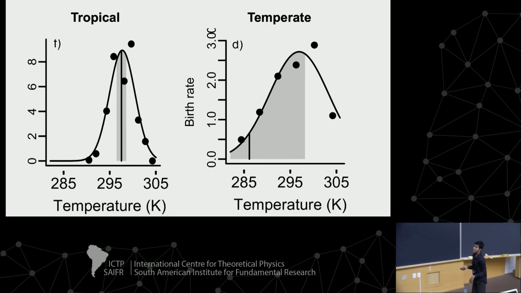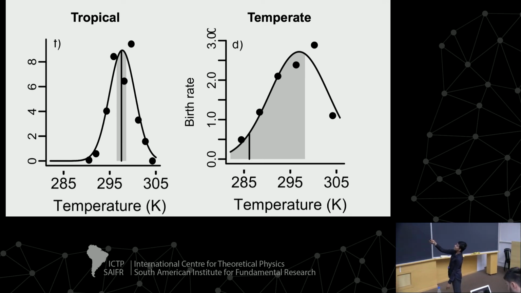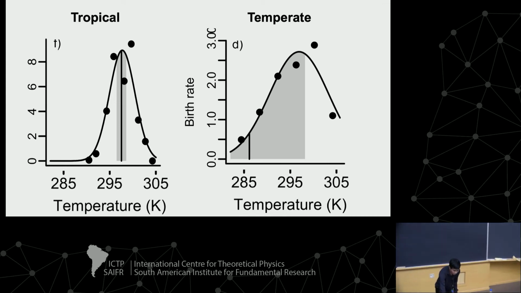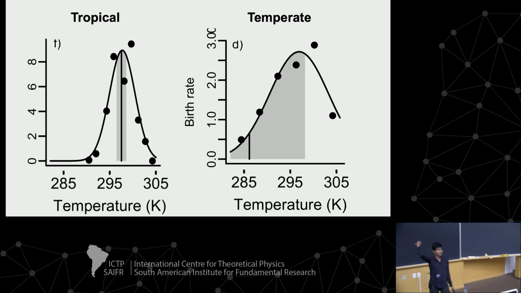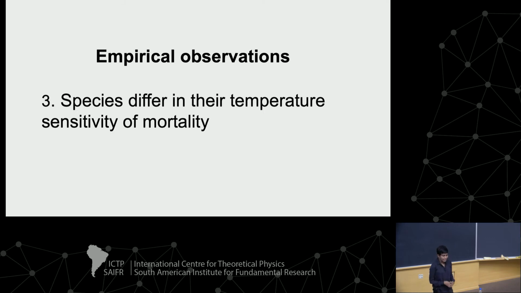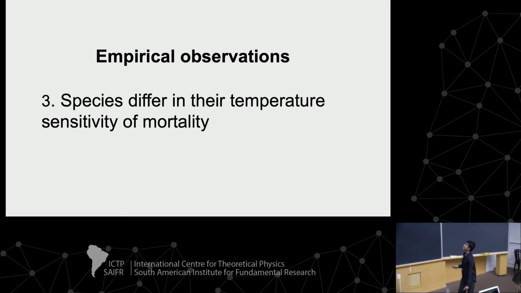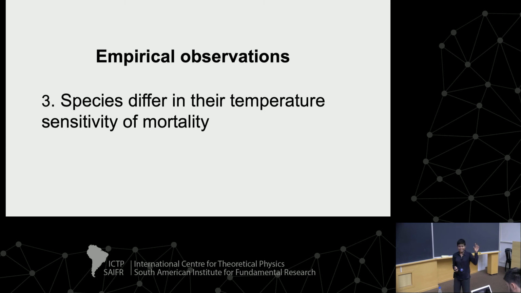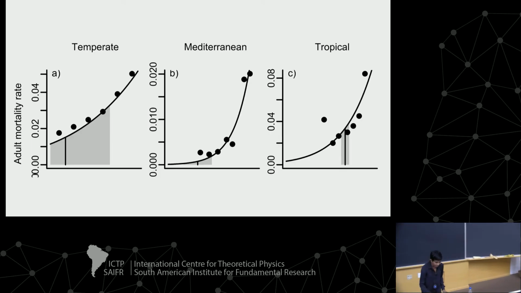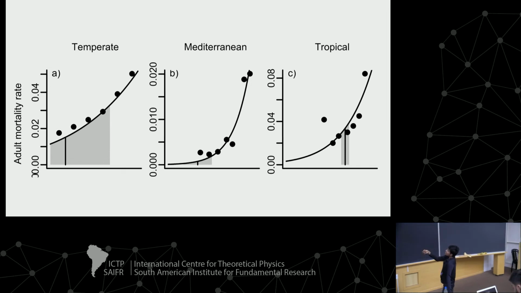Here are real data from tropical and temperate species. You can see the tropical species has a lower response breadth compared to the temperate species. So two things, optima and response breadth, are all things you can measure. And the third thing is species tend to differ in their temperature sensitivity of mortality, that Arrhenius constant. And here again are some data for temperate, Mediterranean, and tropical. You can see the slope of this curve tends to change quite a bit.